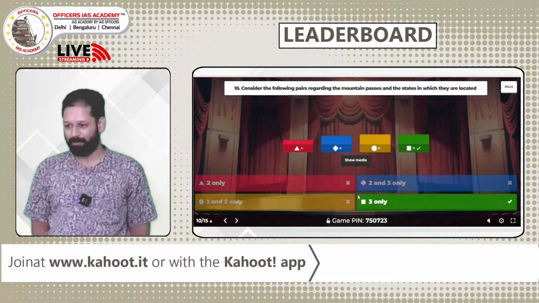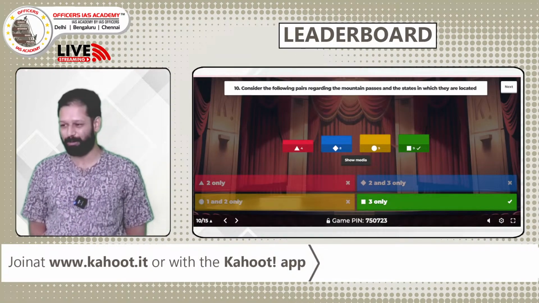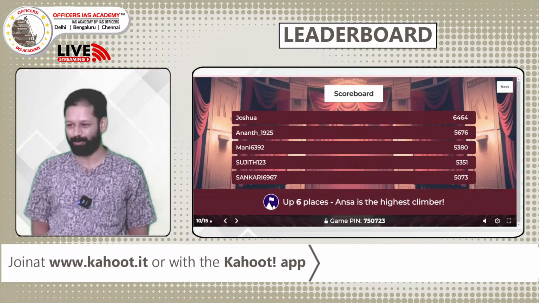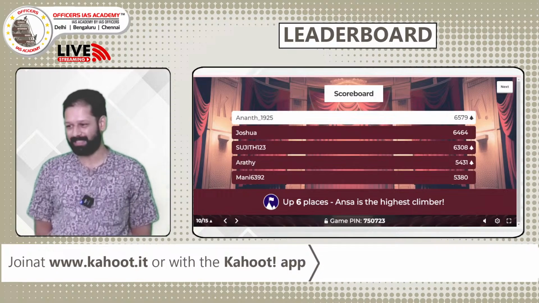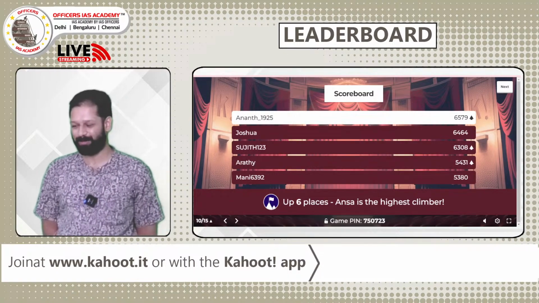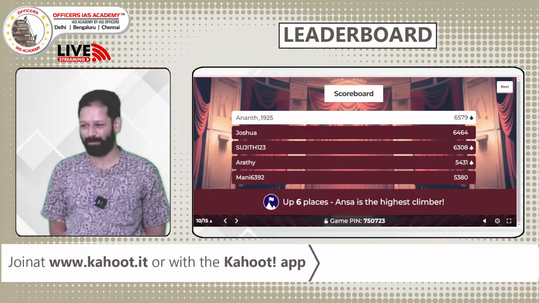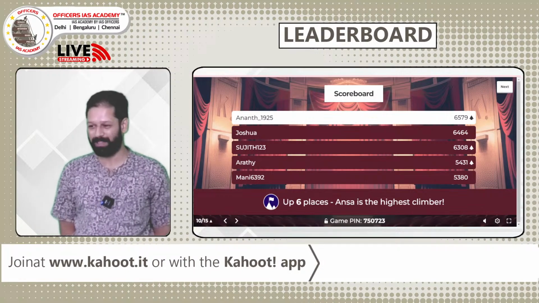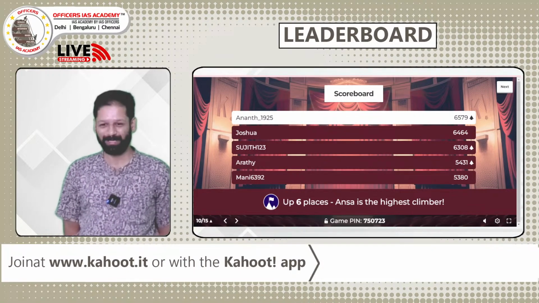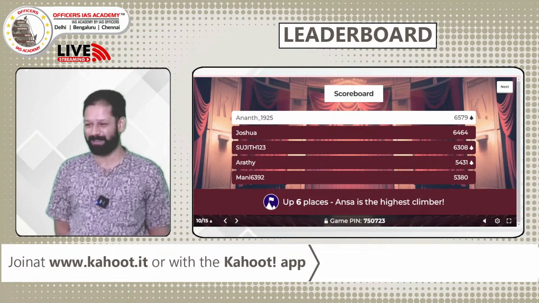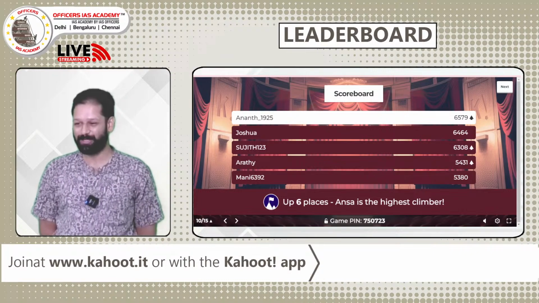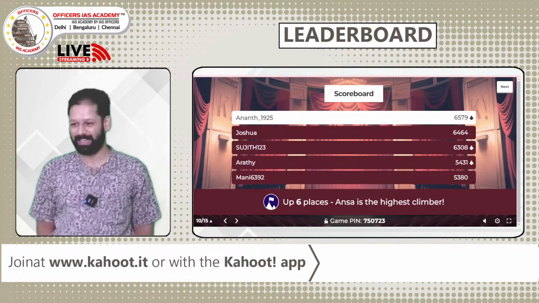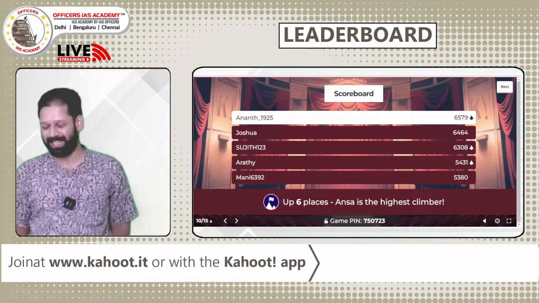Let's see what happened in the leaderboard, who's broken into it anew and who's gone down. Anand, you are right on top. What a change to the leaderboard. Joshua, you have been toppled. Joshua, you have come second. Anand, you're right on top. Sujit, you're in the third spot. Aarti, fourth spot. And Mani 6392.